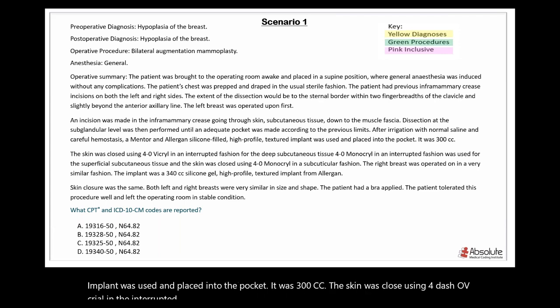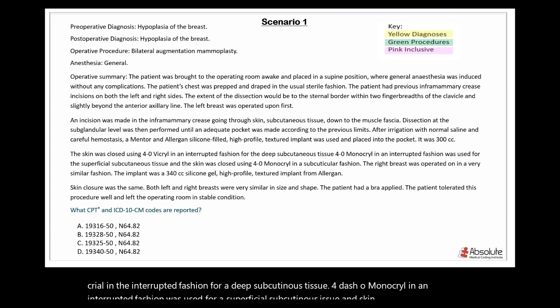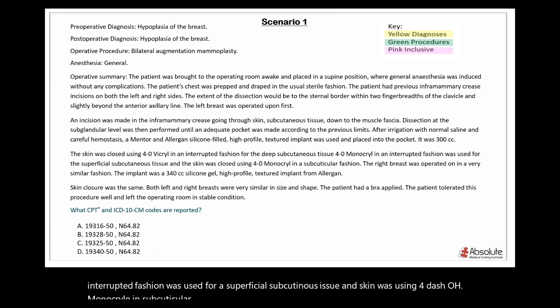For a deep subcutaneous tissue, 4-0 Monocryl in an interrupted fashion was used for a superficial subcutaneous tissue, and skin was closed using 4-0 Monocryl in a subcuticular fashion. The right breast was operated on in a very similar fashion.